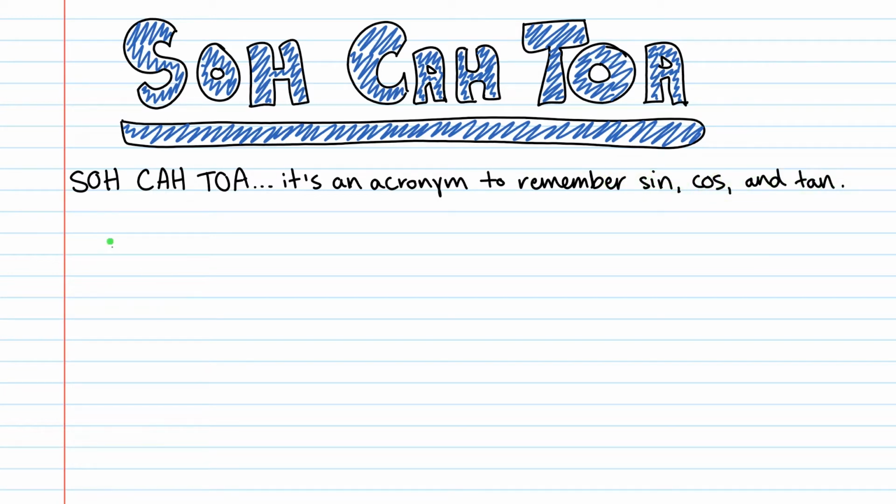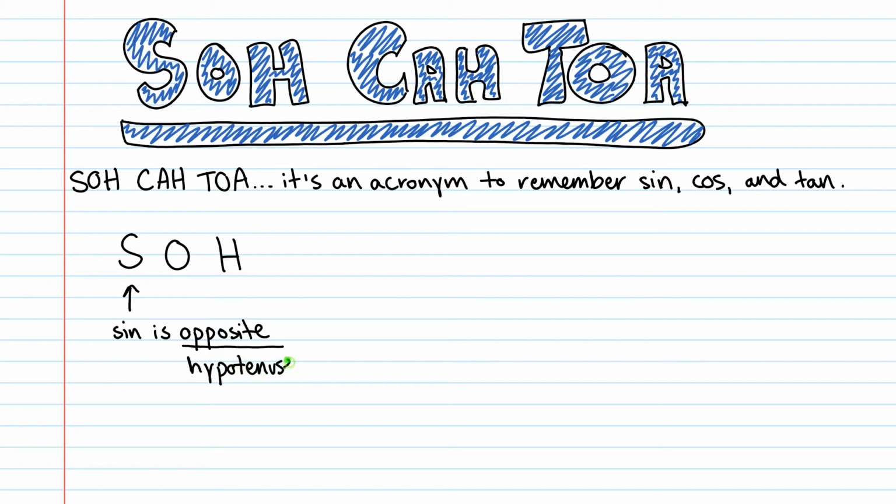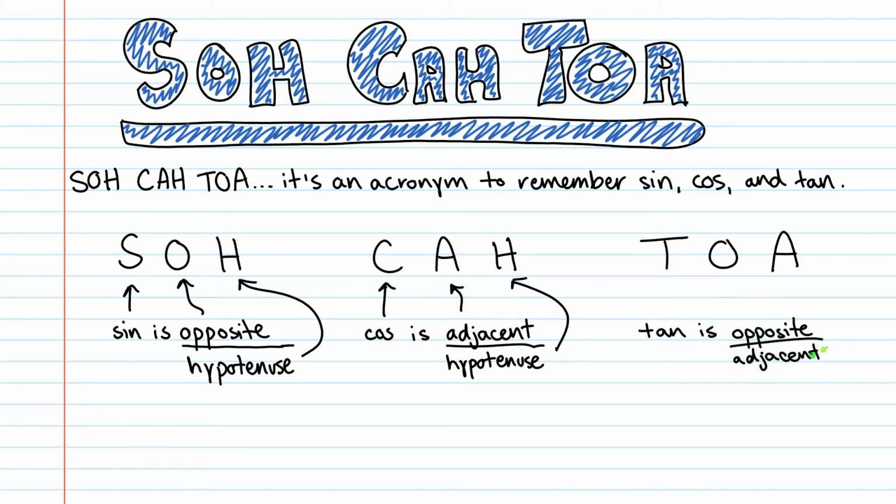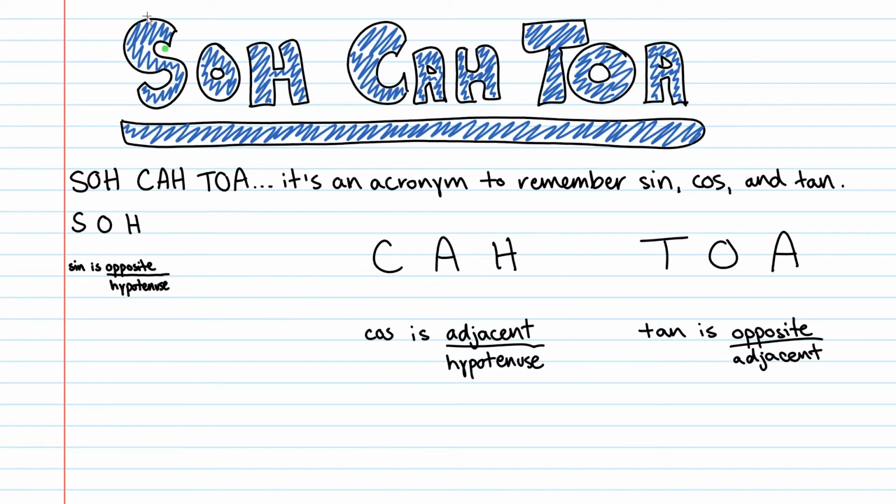So the sine of a reference angle is going to be equal to the opposite side over the hypotenuse, while cosine is going to be equal to the adjacent side over the hypotenuse, and tangent is going to be equal to the opposite side over the adjacent side. Let's see this concept in practice.